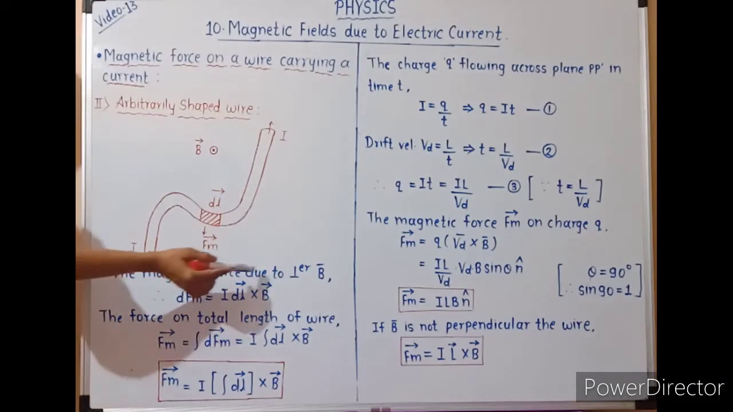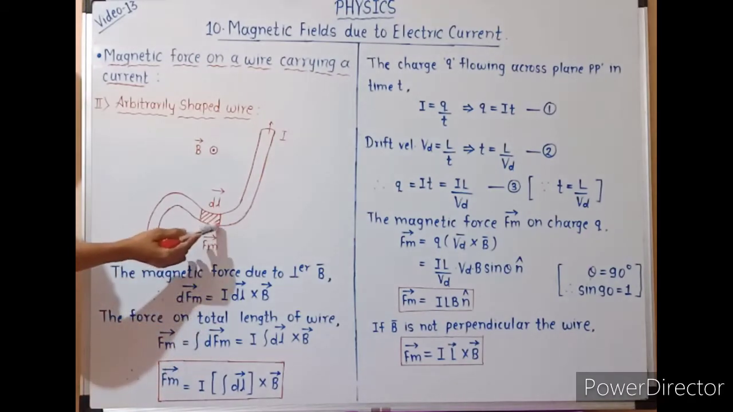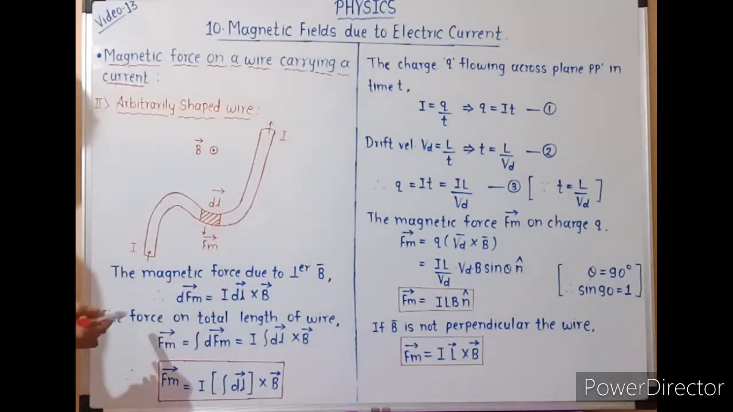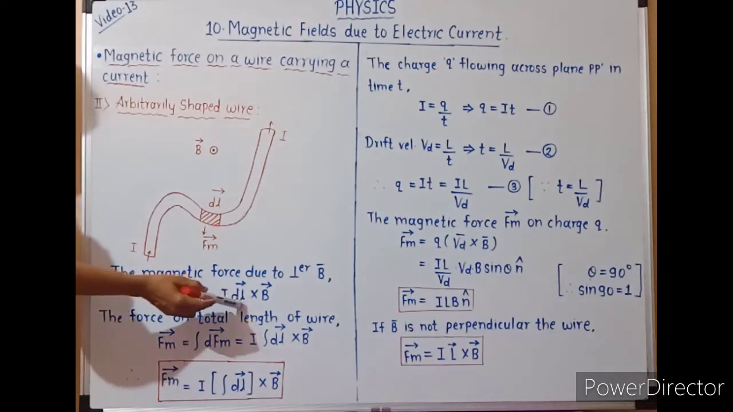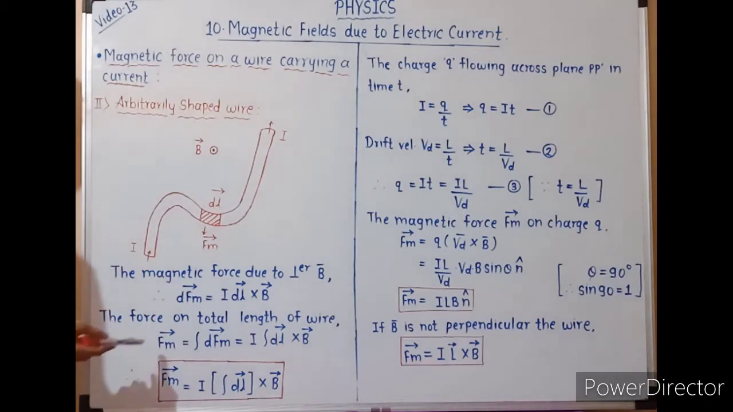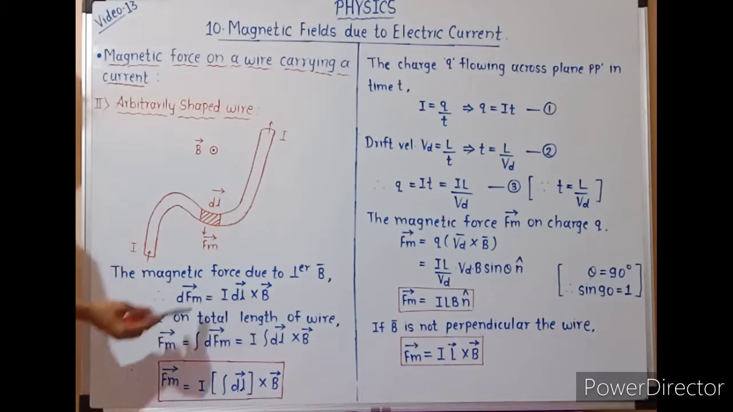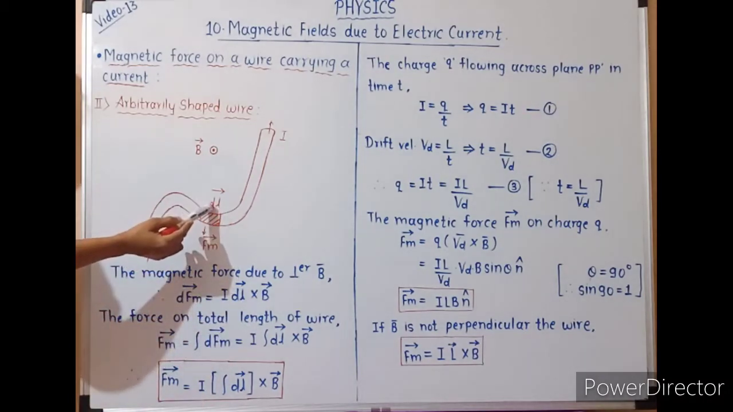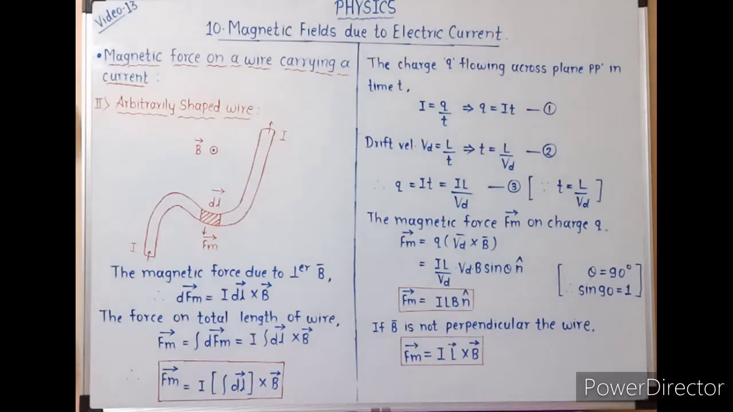So the magnetic force due to the perpendicular magnetic field B bar is dFm bar. Now why is it dFm bar? Because it is the force for a very small part of length dl. So dFm bar is equal to I into dl bar cross B bar. We know that the magnetic force for a straight wire is I into L bar cross B bar, but this is the force for a very small element of length dl.